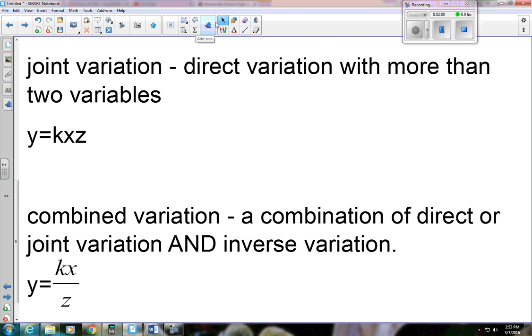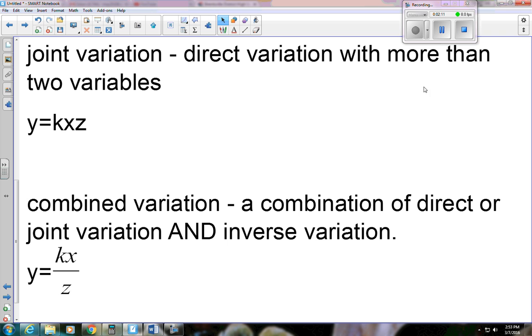Joint variation is just a type of direct variation where something varies with more than one variable. So for example, if you think about the area formula for a rectangle, we calculate it as area equals the base times the height. So the area will change if the base changes or if the height changes. So that would be an example of joint variation, or direct variation, but with more than one variable, more than two variables, I should say.